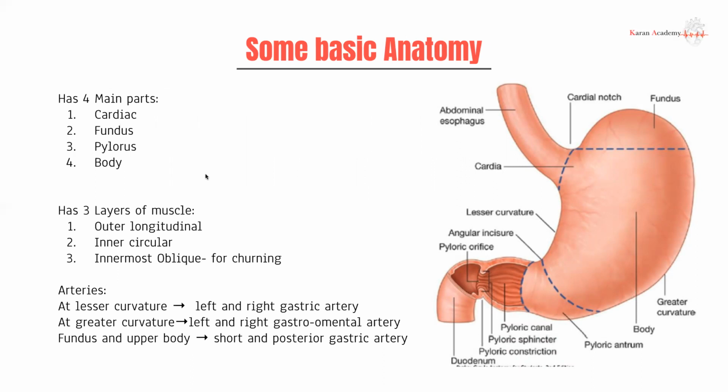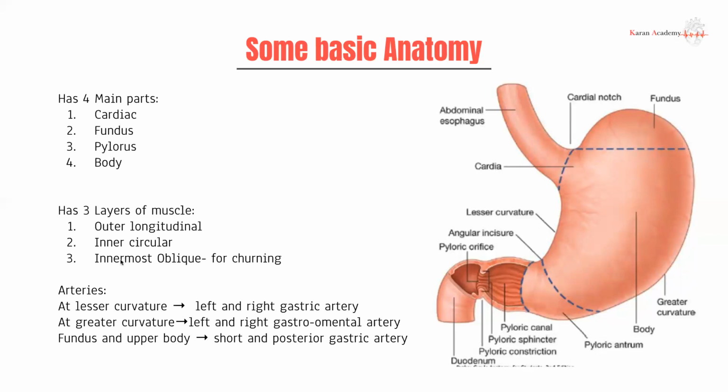So we have four main parts: the cardiac, the fundus, the pylorus, and the body. In terms of ulcers, they tend to usually happen either along the lesser curvature or in the pyloric antrum. You have three layers of muscle: the outer longitudinal, inner circular, and then the obliques.